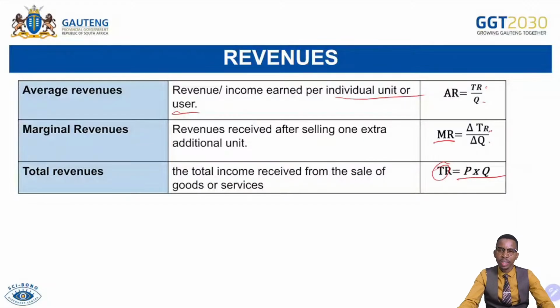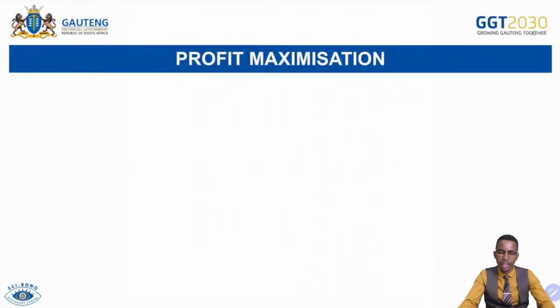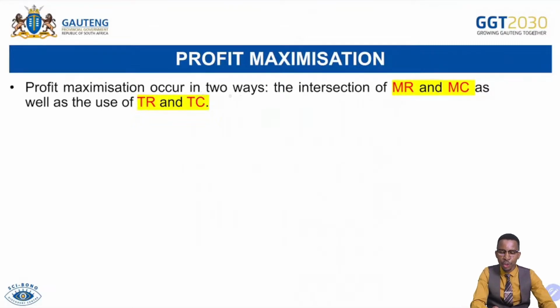These are the cost and revenues schedule that are important for you as you prepare for your formal assessment, which is your June examination, prelim as well as the final exam. Then now we move to the profit maximization. How do we maximize profit? Under which condition will the firm maximize its profit? So there are two ways. The profit maximization occurs in two ways.